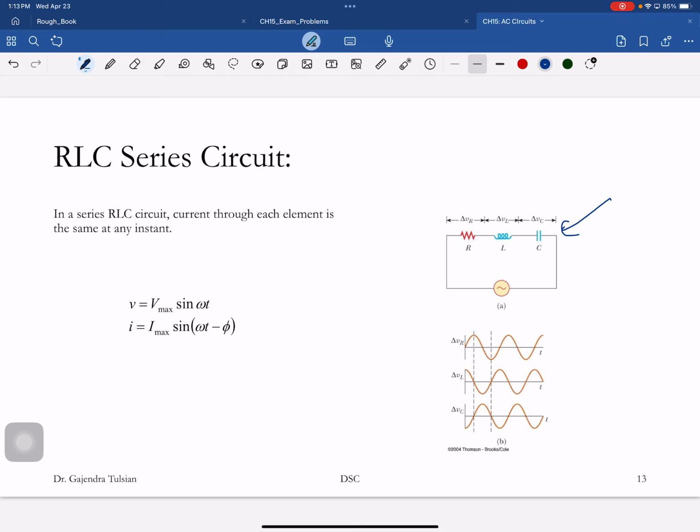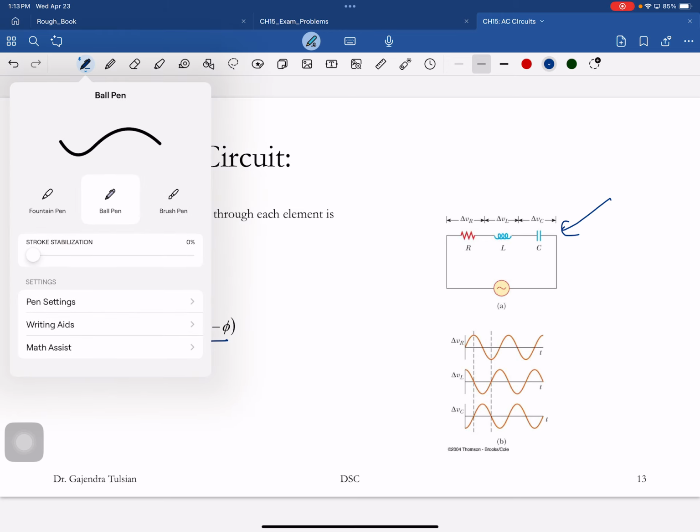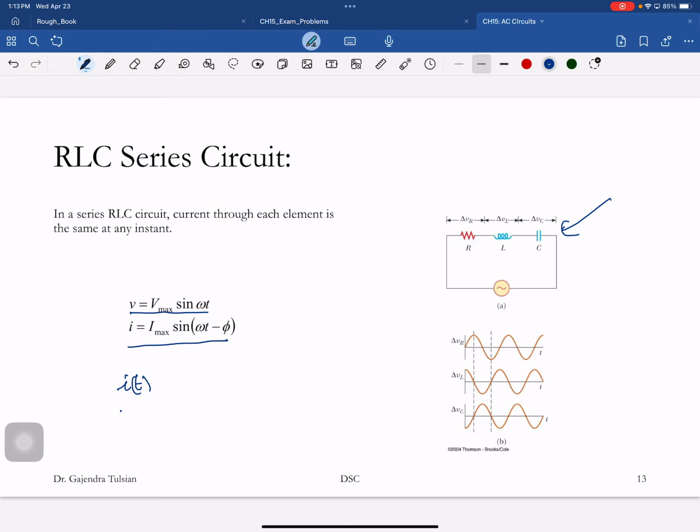All right, so again, you could use Kirchhoff's rule, take the loop rule, and set up a differential equation, and the differential equation will be a second order differential equation. All right, we don't want to deal with that. So here's your voltage, here's the current. What is it that we want to find? The impedance and V.